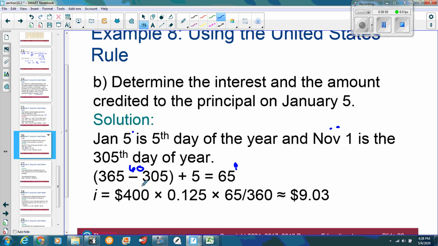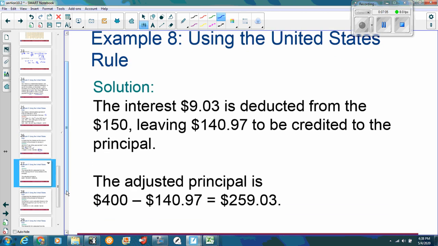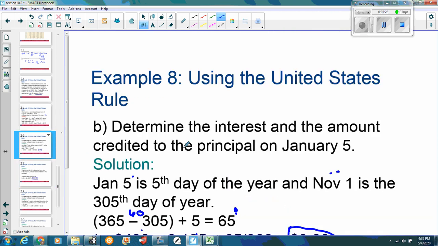So she had a loan of $400 at this interest rate, and she has to pay them $9.03 interest. What happens is they take the $150 she paid, sorry, she made a $150 payment. The principal was $400. So 150 minus the 9.03 gives you 140.97. So her new principal is now this. Let me just go back because I used the wrong word over here.